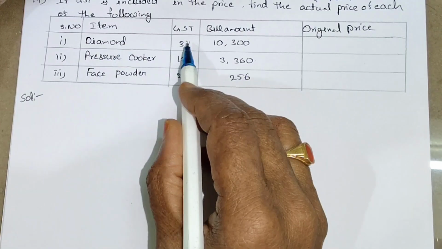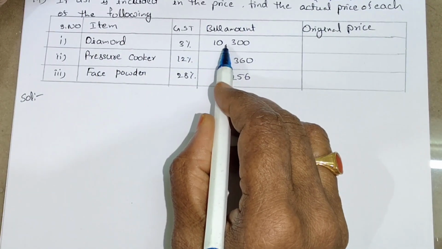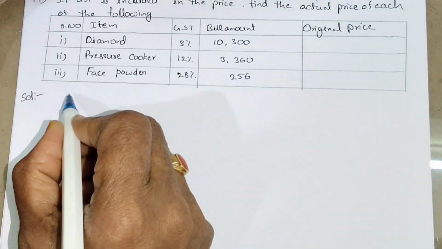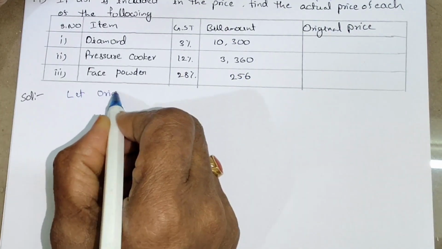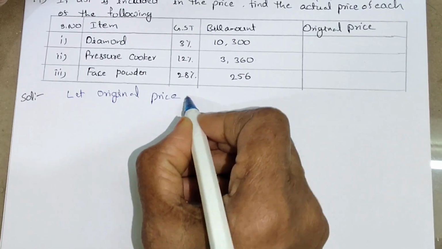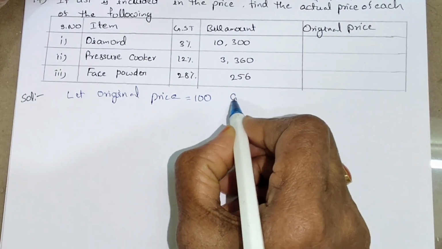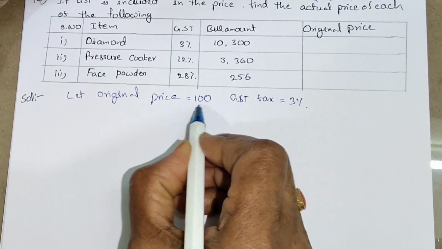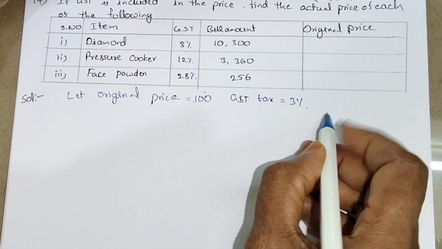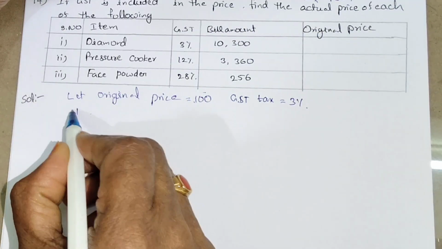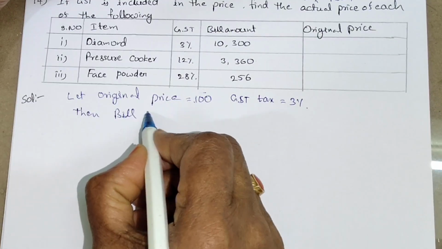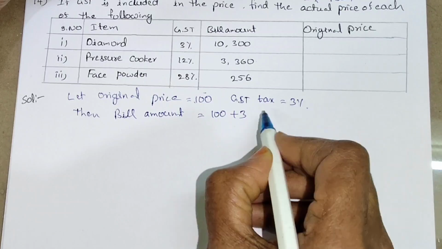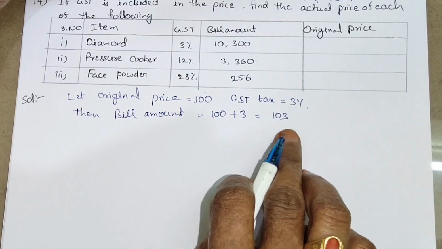First one, diamond, GST is 3%. Bill amount is 10,300. We find the original price. Let the original price be 100 rupees. GST tax is equal to 3%. Then the bill amount is equal to price plus GST tax. So the total is 103 rupees, the final bill.